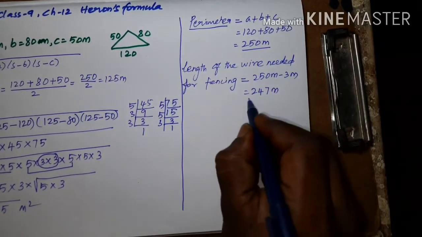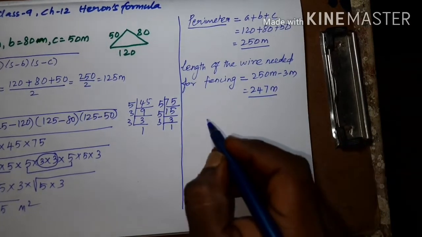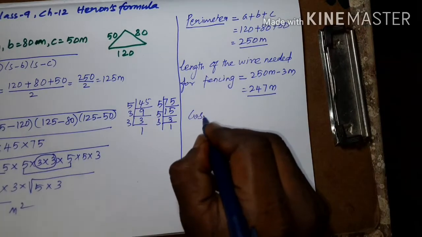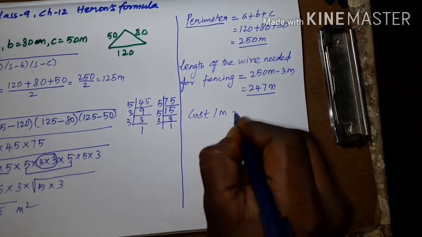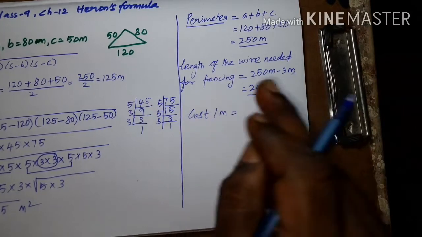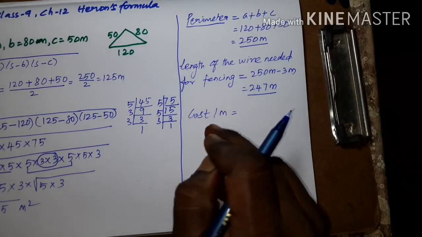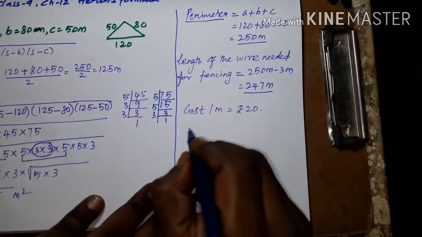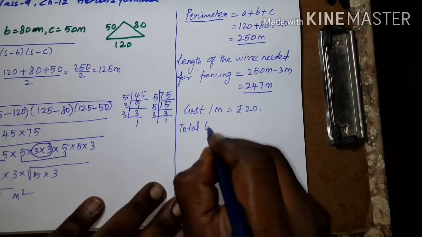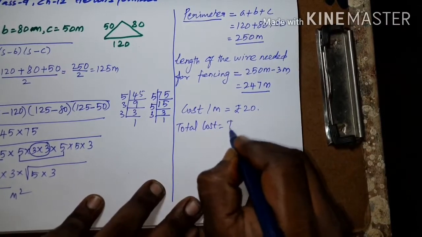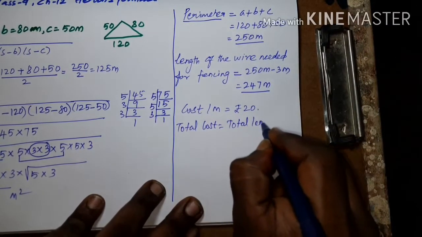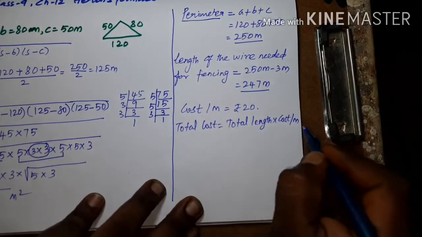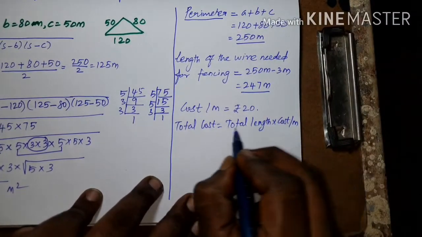Now I know the required length values. Next we need to find the cost values, and what is given in the question is the cost per meter for making fencing, which is equal to 20 rupees. Then how to find the total cost: the total cost is equal to total length into cost per meter, and this is the general formula to find the total cost. We should write total length here.